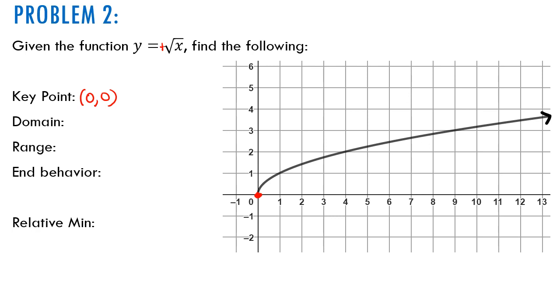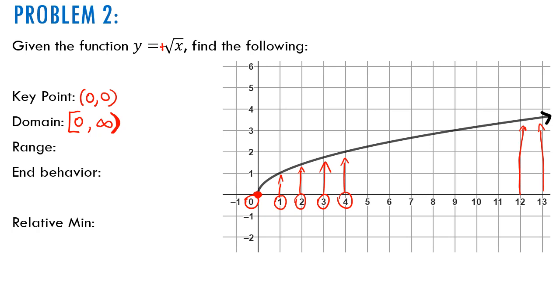Then it wants to know the domain. Remember, the domain are the x values that create the graph. Since the graph starts at 0, it's using 1, 2, 3, 4, 12, 13, and it's going to the right forever. It's using all the numbers from 0 all the way to infinity. So our domain is from 0, using a bracket because 0 is one of the numbers that makes the graph, going to infinity, and we use parentheses because you can't actually get to infinity.